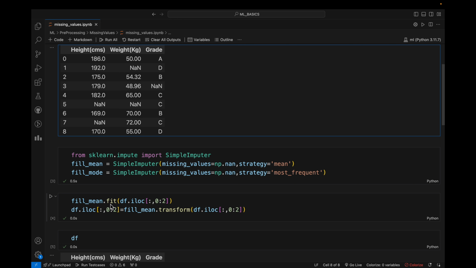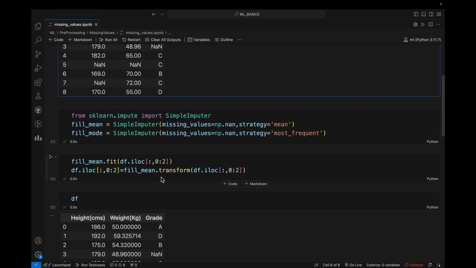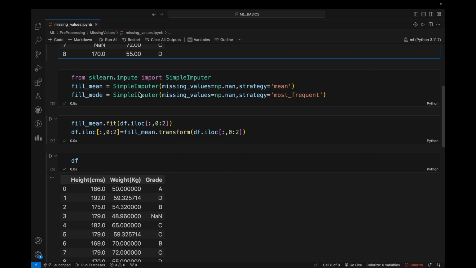Okay. And after fitting on it, it will try to observe this whole data and find the mean of these two columns. Okay. That it will try to do. And when we apply transform, it will directly put all those values and return that particular data frame or numpy array with filled values. So on transforming, it gives us all the filled values and places them in the 0 and 1 columns again, that is height and weight columns again. Now let's print the data frame.